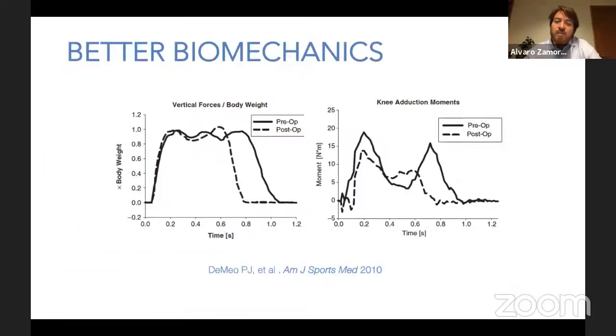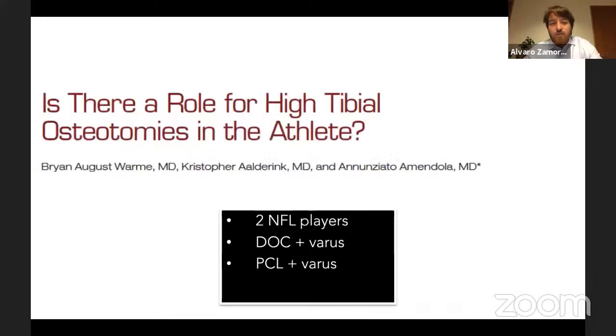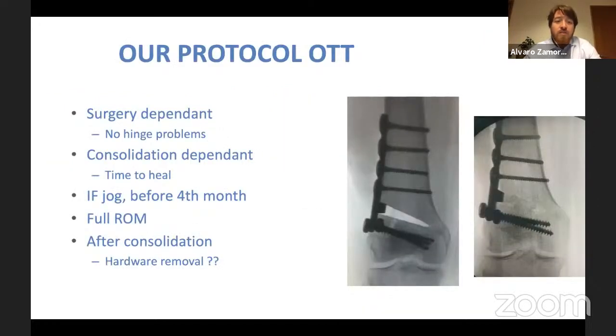And finally, osteotomies. We know that they improve biomechanics and gait, and there is a return to sport activity after osteotomies of more than 80, 82 or 85% at 10 to 22 weeks, with return to work and low impact sports. Is there a role for osteotomy in athletes? Yes, maybe in more clinical cases. In our protocol, it is surgery dependent, with no hinge problem, because if you see a hinge fracture, it may delay our protocols.